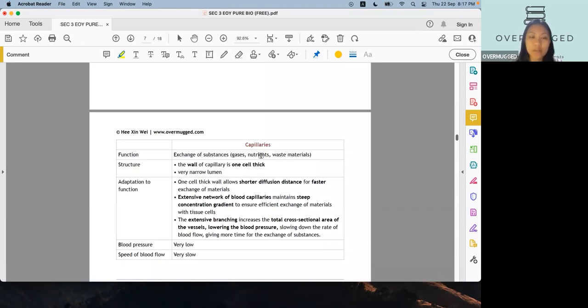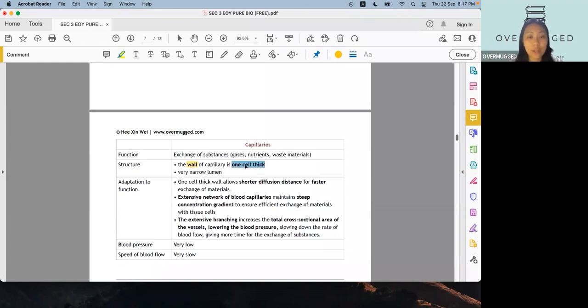The structure of capillaries: the wall of capillaries is one cell thick. This is really important because it's very easy under stressful conditions, or when you want to write faster, your first reaction is to write that capillary is one cell thick. But the capillary is not one cell thick. It's the wall of the capillary that's one cell thick, right? And this applies to a lot of other things that are about the wall. So remember to write that.